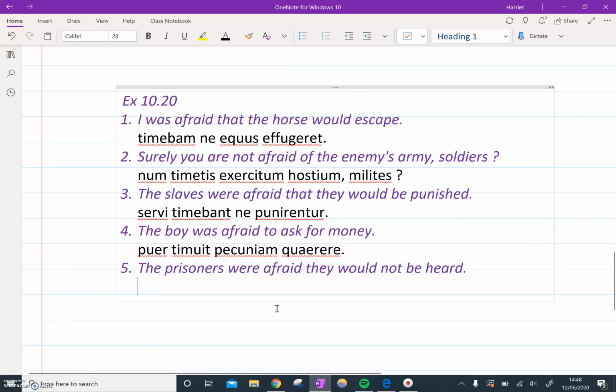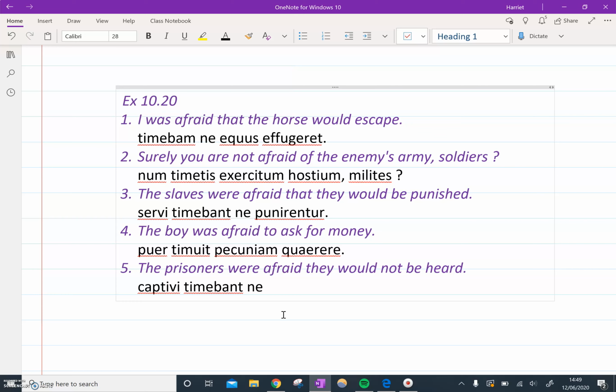Number 5, this one is a full-on fearing clause, so captīvī were afraid, timēbant, that. Now there isn't a that in the English, sorry, I've just automatically put it in there. But if you think about it logically, the prisoners were afraid they would not be heard. I mean, firstly, the word would tells you that there's a subjunctive involved because it's a potential event rather than a definite event. And also, this sentence in English will not change its meaning if you put in the word that. So therefore, it's going to need it in Latin. So the prisoners were afraid that they would not be heard would be the same thing.